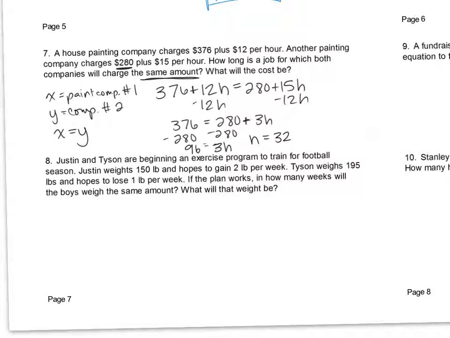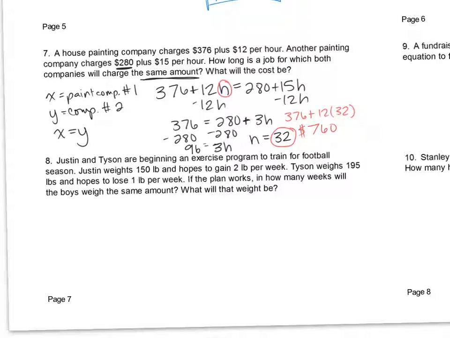Then if we want to know how much that cost will be, we would just need to take this 32 and plug it into one side or the other. So we could plug it in right there, and we would have 376 plus 12 times 32. So if we plug that into our calculator, we get $760 total. So that answers the second part of the question.